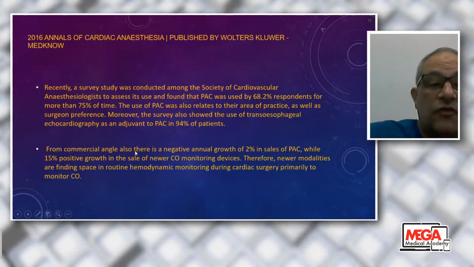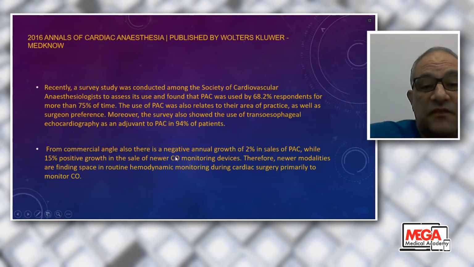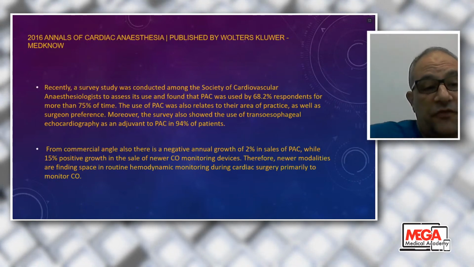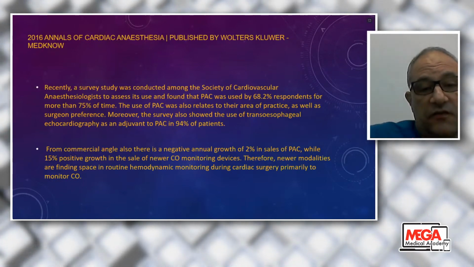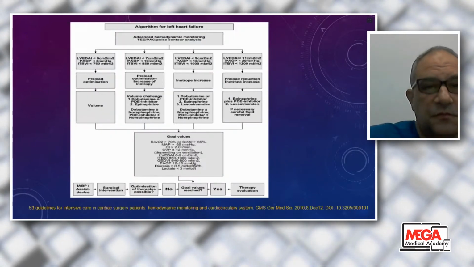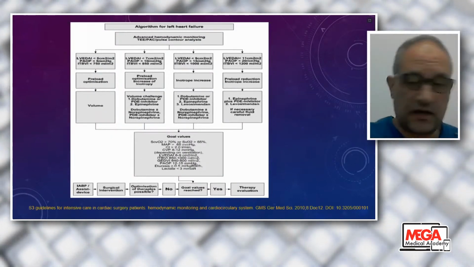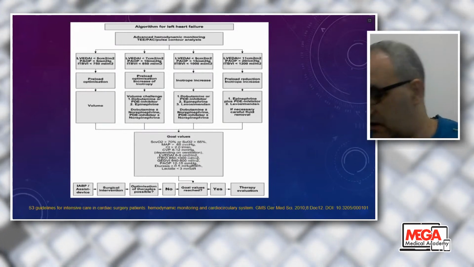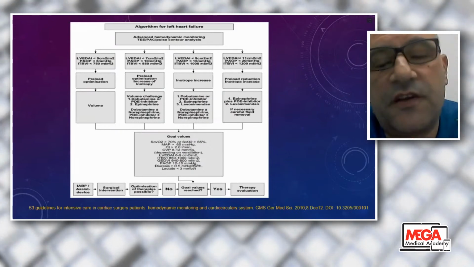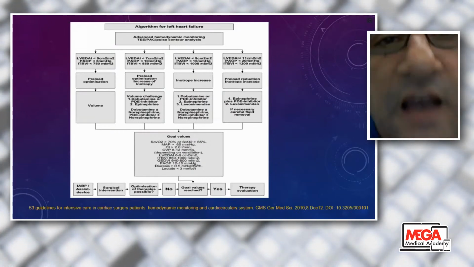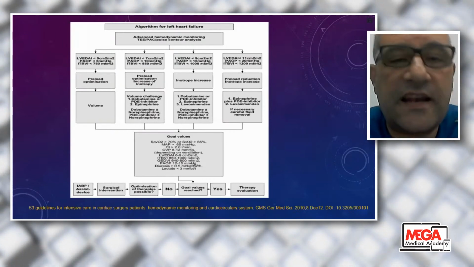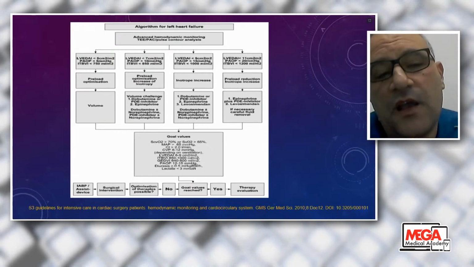However, from the commercial angle, there is a negative annual growth of 2% in the sales of pulmonary artery catheters, while there is a 15% positive growth in the sale of new cardiac output monitoring devices. Let us discuss algorithms for management of left-sided and right-sided heart failure, and see how the advanced monitors can help us with this issue.